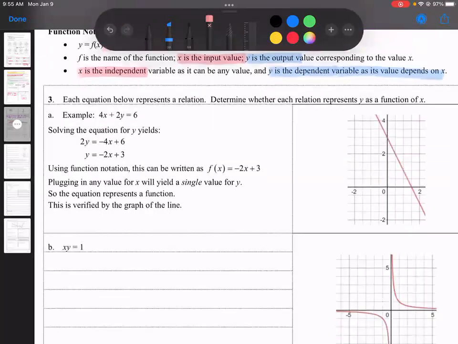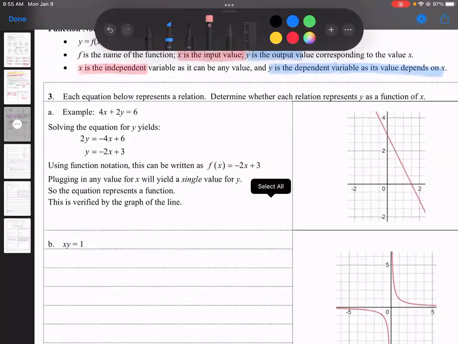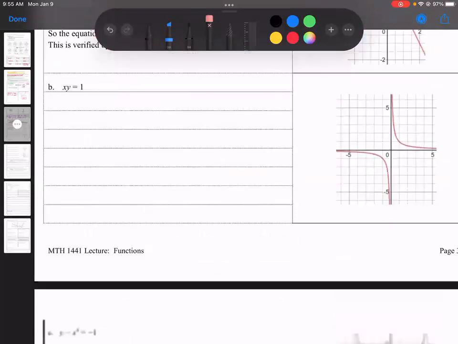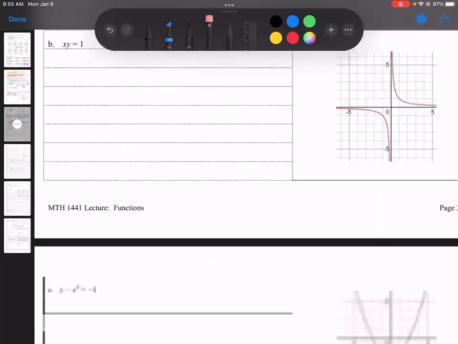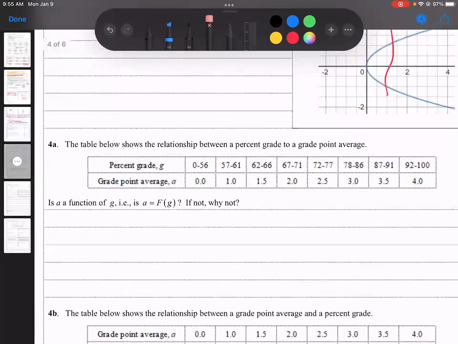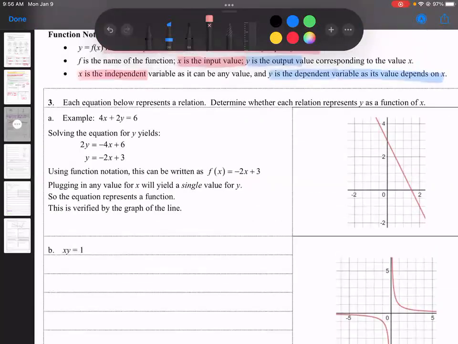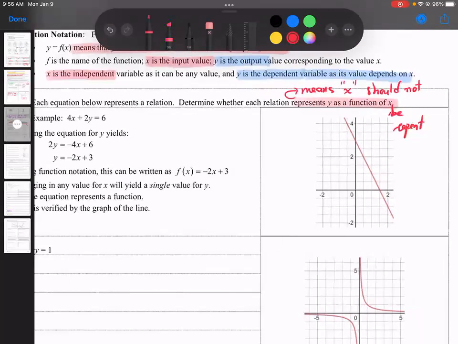All right, let's take a look. The reason I mentioned that is because later you'll see it when we do this problem. Each equation below represents a relation. Determine whether each relation represents y as a function of x, meaning x should not be repeated.